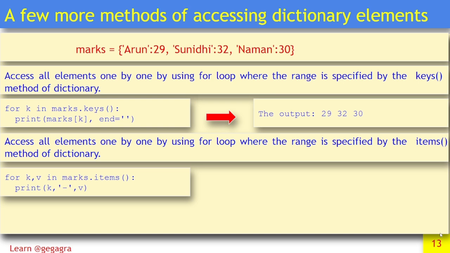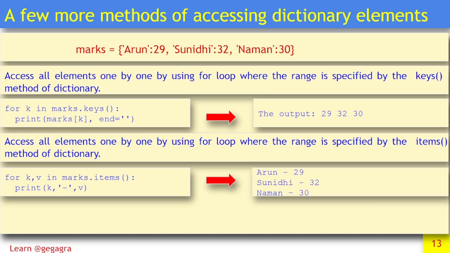If you say print k dash v, it will print the key of the dictionary, a dash, and then the value of the corresponding key. So it will print the key Arun and the value 29, then Sunidhi 32 and Naman 30. The output comes like this: Arun 29, Sunidhi 32 and Naman 30. So this is the second method by which we can access the elements of the dictionary.